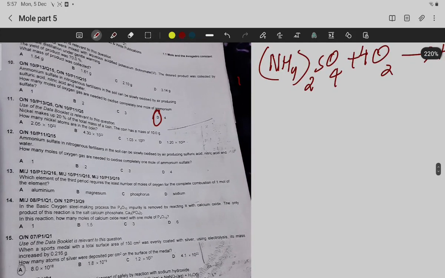So next question is: nickel makes up 20% of the total mass of a coin. The coin has a mass of 10 gram. How many nickel atoms are in the coin? 2.05 × 10^22. Okay. Now let's check the next one.